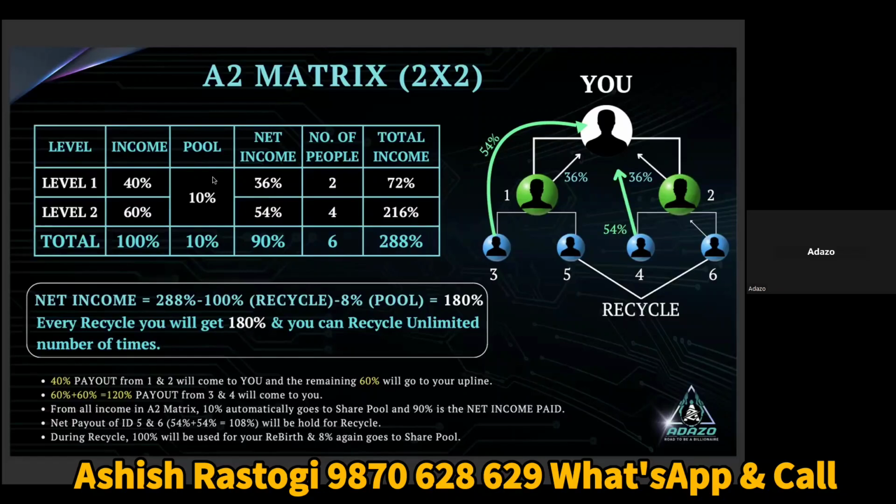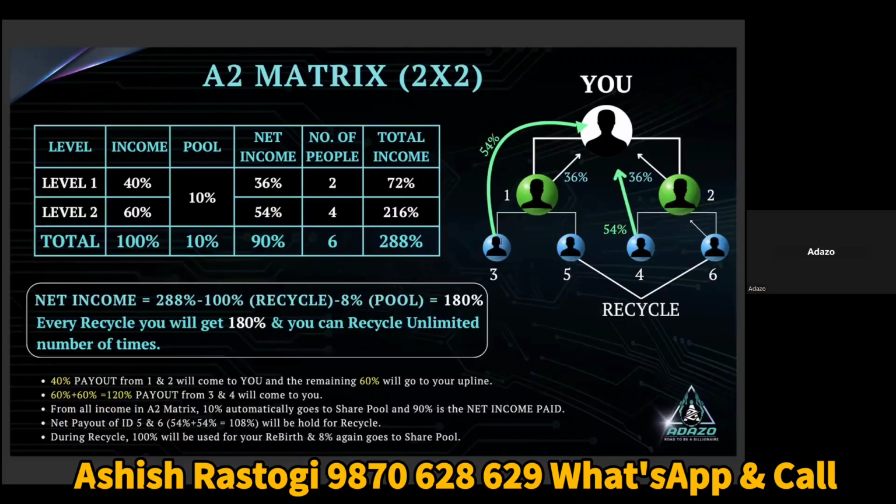That means whenever a new ID is placed, 10% goes into a share pool, and when a recycle happens, 8% again goes to a share pool. I will explain what happens with the share pool later, but this is very simple. 40% and 60% is distributed in level 1 and level 2.